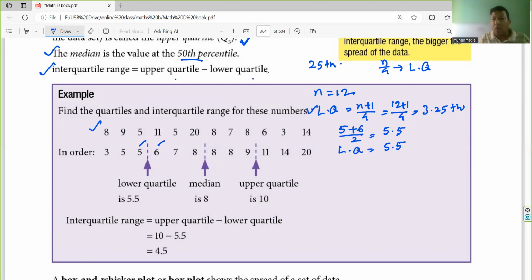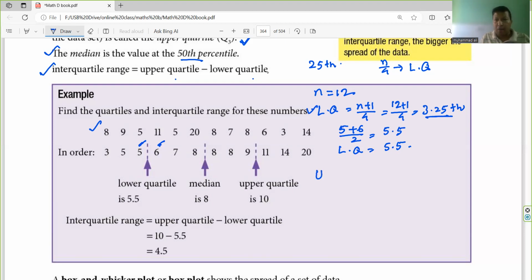But this is one method. How can you find the lower quartile? We take n plus 1 divided by 4. N is 12 here. 12 plus 1 divided by 4 is 3.25. But for 3.25, we have to take the third term and fourth term average. Then we'll get the lower quartile. So 5.5 is the lower quartile.